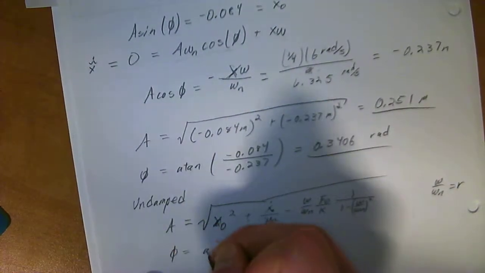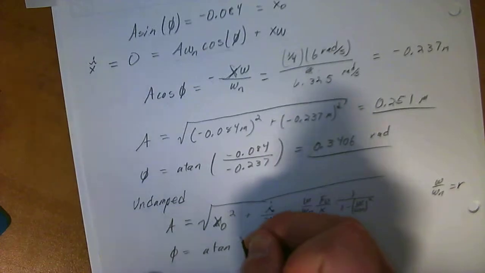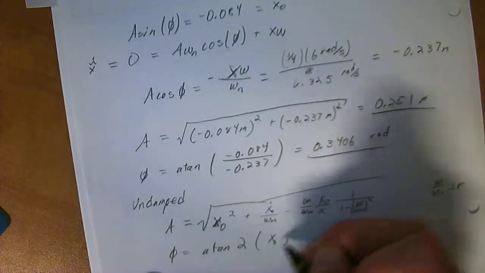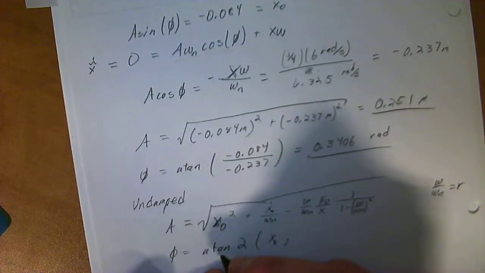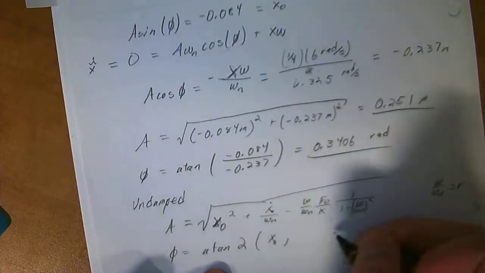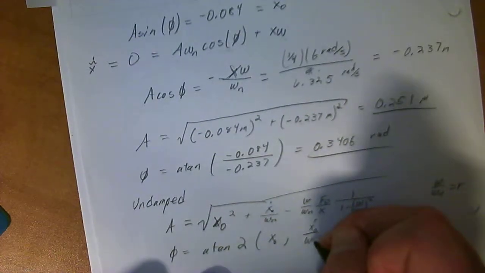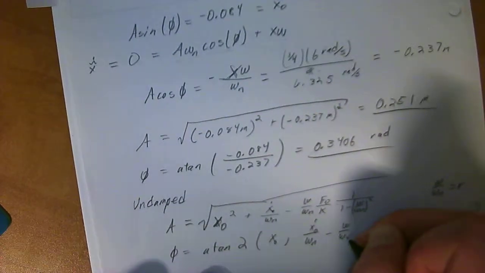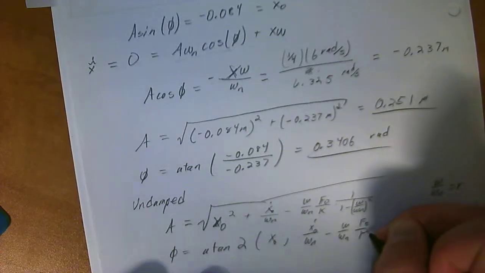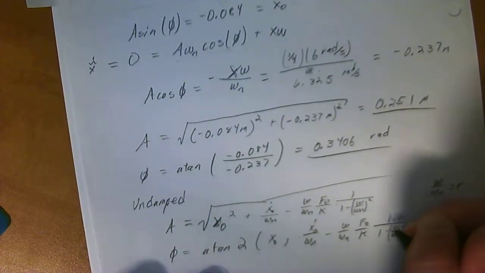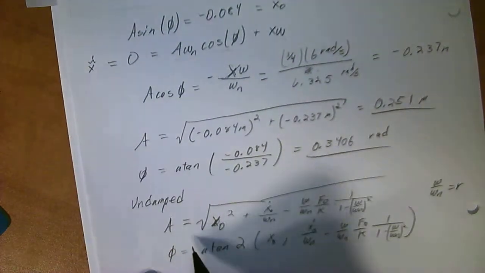Phi is equal to atan2 of x naught by, this is MATLAB notation, so this is the inverse tangent of x naught divided by, the comma is basically divided by, x naught dot divided by omega n minus omega over omega n f naught over k of 1 over 1 minus omega over omega n squared. And that's how you solve for phi.